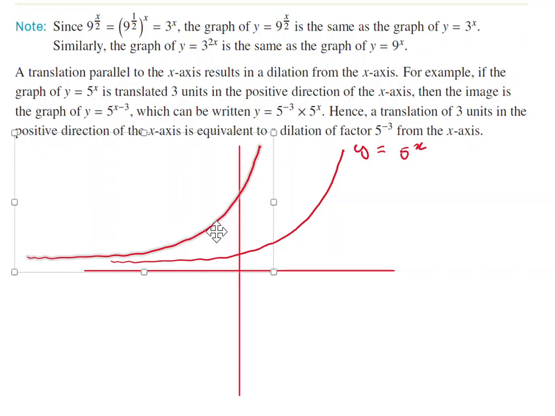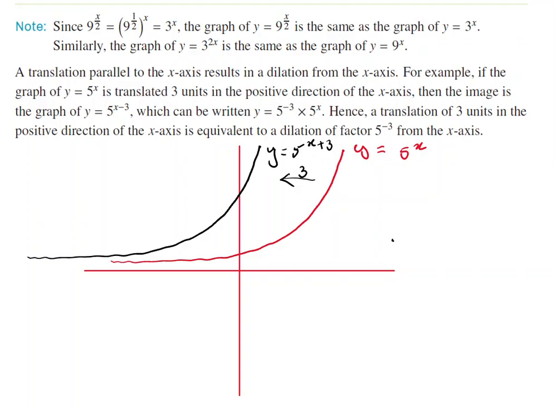And if I click my black pen there, that should turn that black. So this graph that I've drawn in here would be, click away there somewhere, this would be y equals 5 to the x plus 3. So we've translated it 3 units in the negative direction of the x-axis.